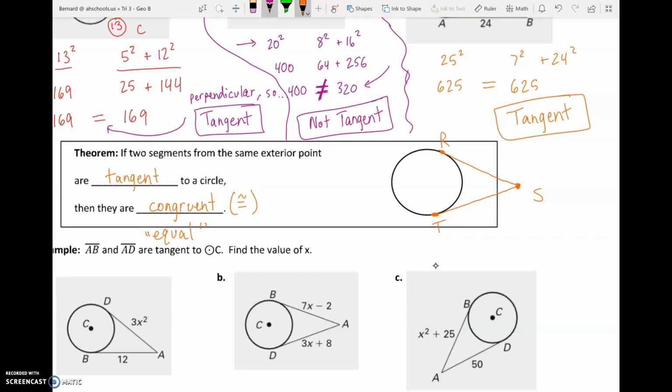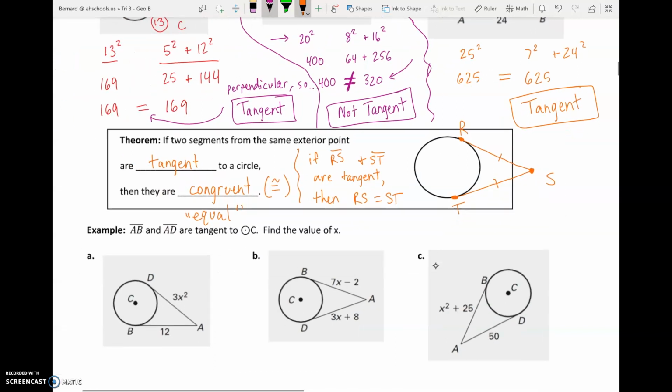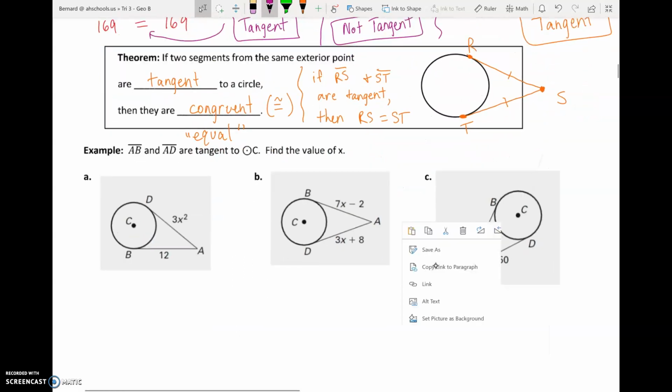And basically all it's saying is, if we have these two lines, so RS is one line and ST is the other, so if we have those two lines, if they are tangent, then RS equals ST. So if they actually are tangent, then they equal each other. So I'll put those congruent tick marks through. And so let's just see how this works.